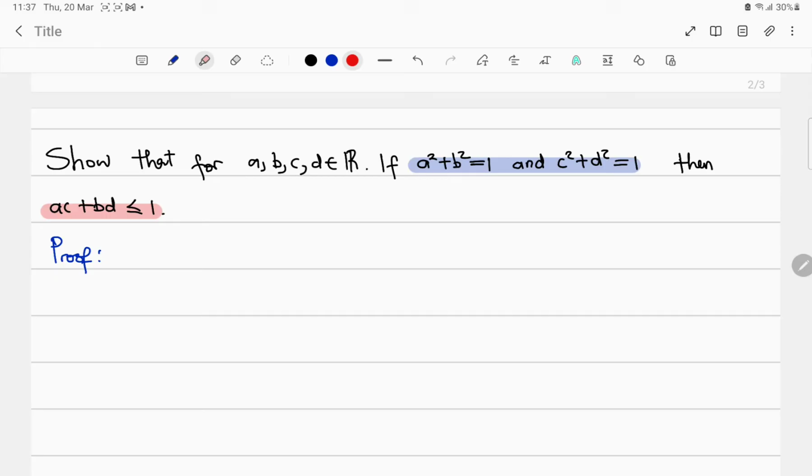So we are going to use this supposition plus the properties of real numbers to get to the right side. So how do we do that? As you can see, we have A squared and B squared, and we have C squared and D squared. So we need to find a combination of A squared and B squared, and a combination of C squared and D squared using the properties of real numbers.